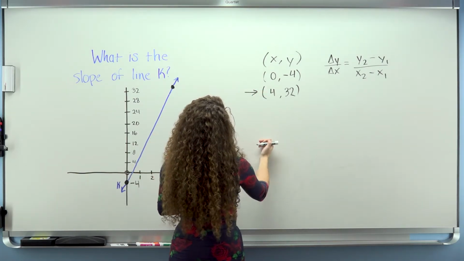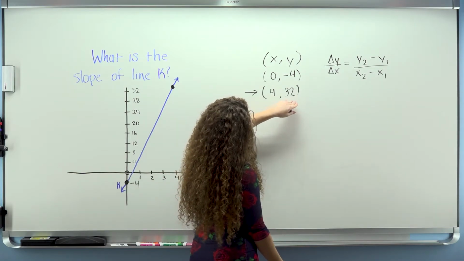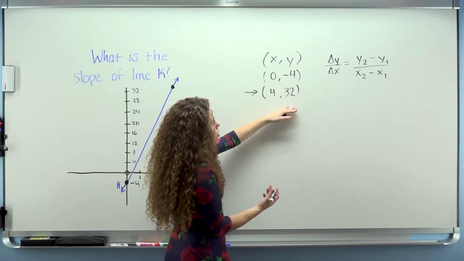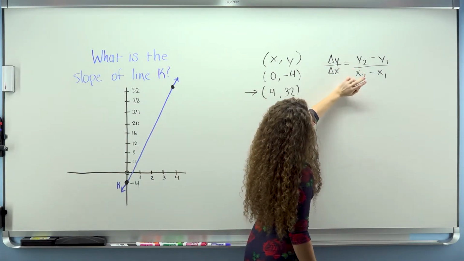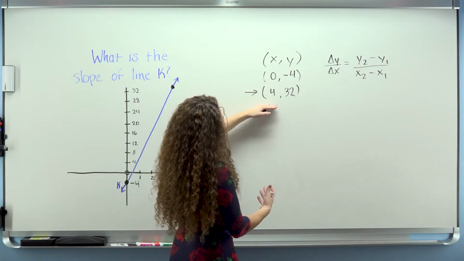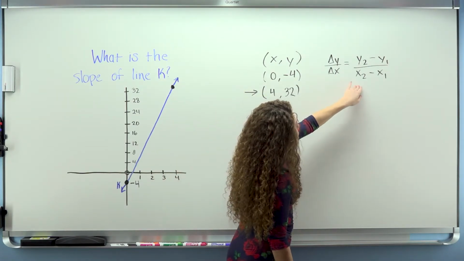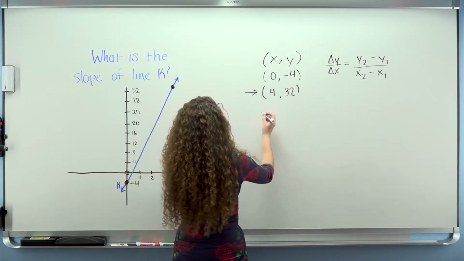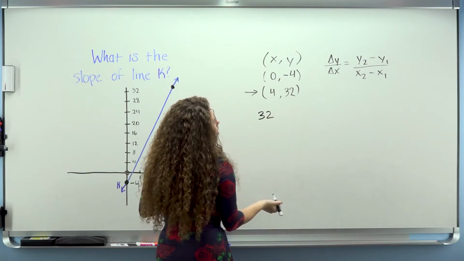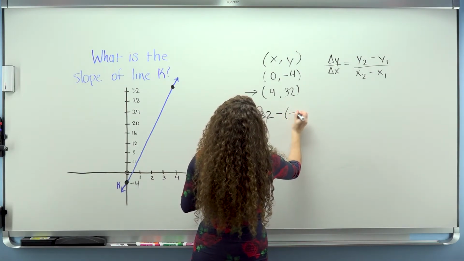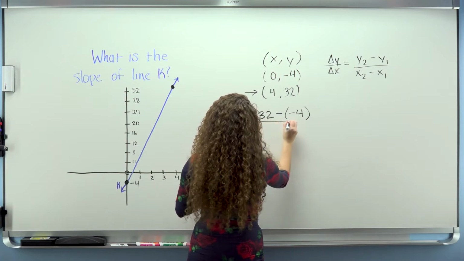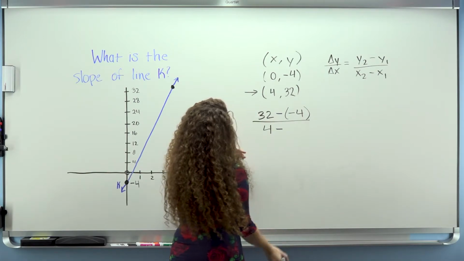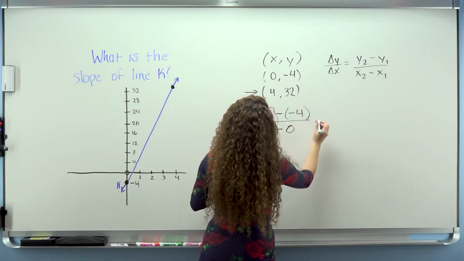We have y2 minus y1, so we're going to be filling in this one for our y2. And because we're choosing this coordinate for the sub 2, we need to keep with that, okay? So now for the x value, you need to fill it in for the x sub 2, okay? So that would mean we'd have 32 for our y2 minus a negative 4 over our positive 4 minus our 0 for our x1.